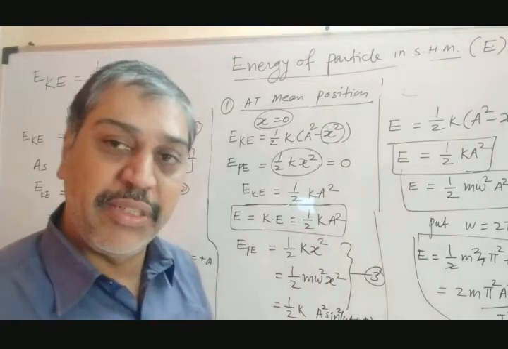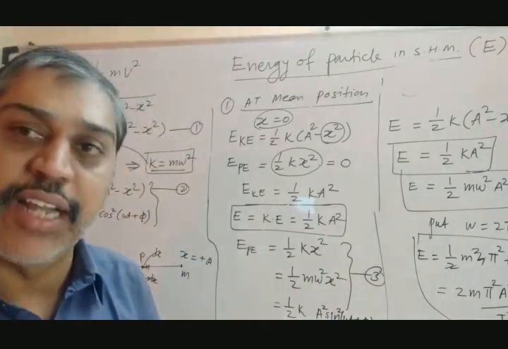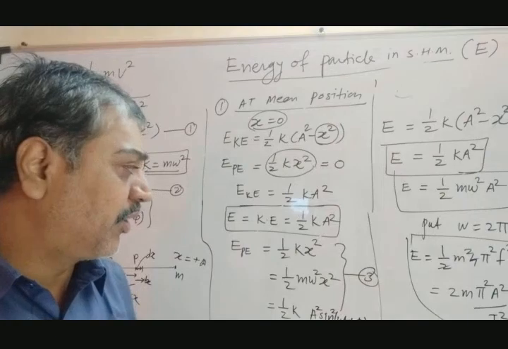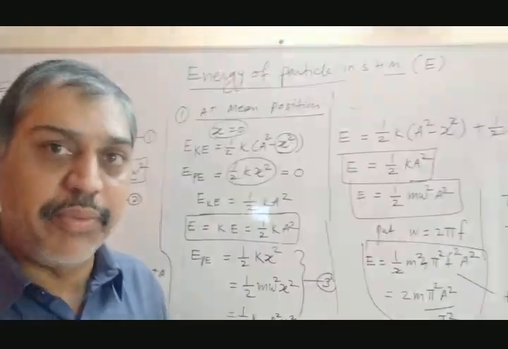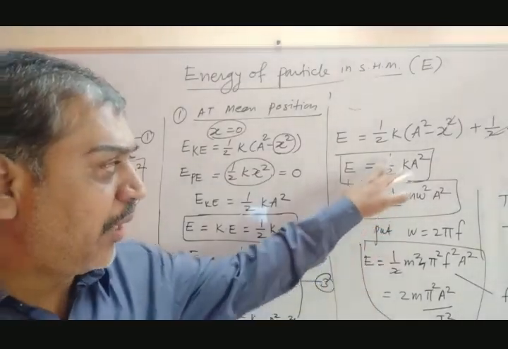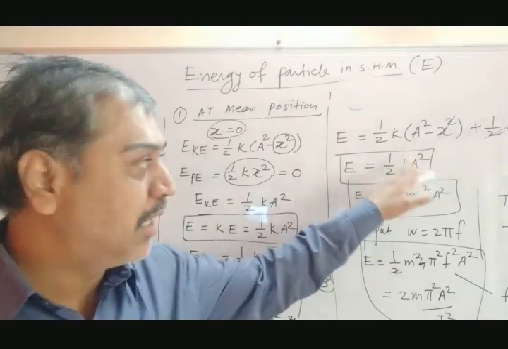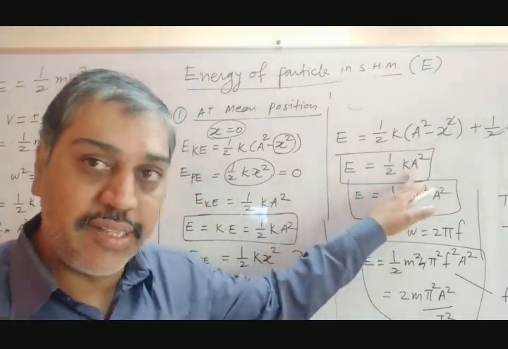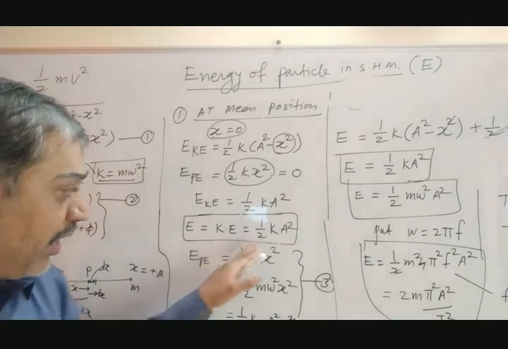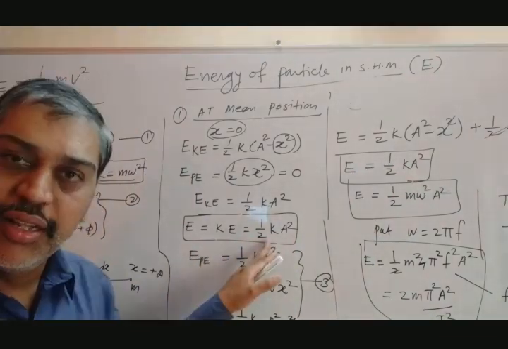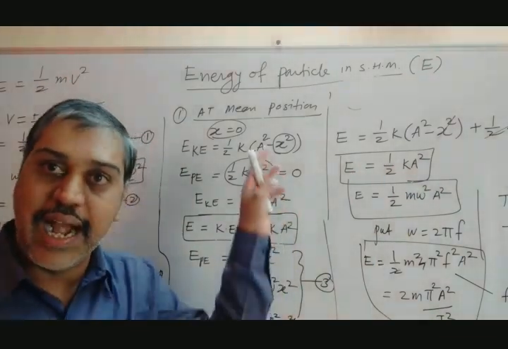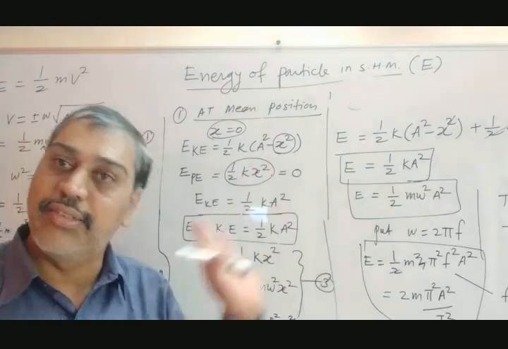Let's go for the second special case. Before going into it, let's look at this equation of energy here. E equals 1 by 2 k A square, the sum of kinetic and potential. At the mean position, what do we get? 1 by 2 k A square. So the energy is not changing at the mean position. It remains the same as the original one.